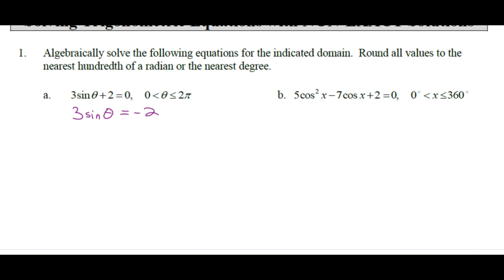So 3 sine theta is negative 2, and sine theta is negative 2/3. And now we're back like 50 lessons ago, right? Just sine theta is negative 2/3. So where is it? Quadrant 3 or quadrant 4? Okay, so the sine ratio is negative. The reference angle is the inverse sine of positive 2/3. So anytime we do a reference angle, it's always of the positive ratio.